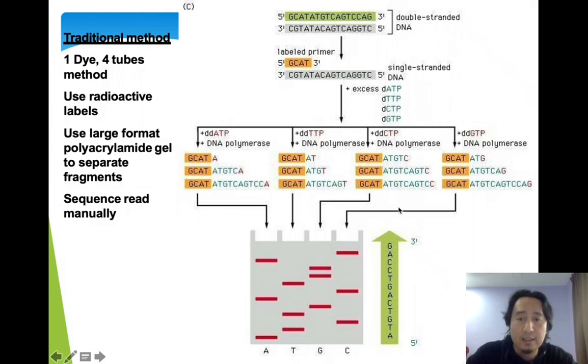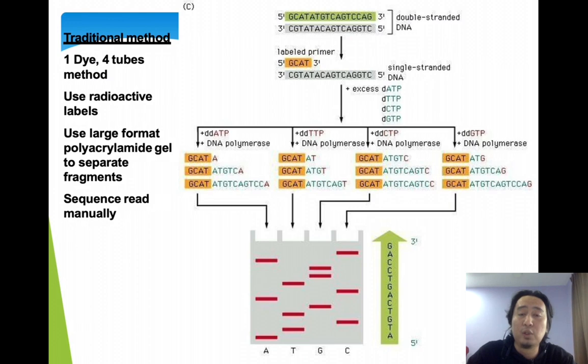So you read it like this, from bottom to top. From the bottom is 5 prime, and the top is 3 prime. So this is the synthesized DNA. This is your template, and this is your synthesized DNA, meaning your newly synthesized DNA. You read from 5 prime to 3 prime. So this one you have to swap back. What I did earlier was wrong. Okay, so this is actually the Sanger method.